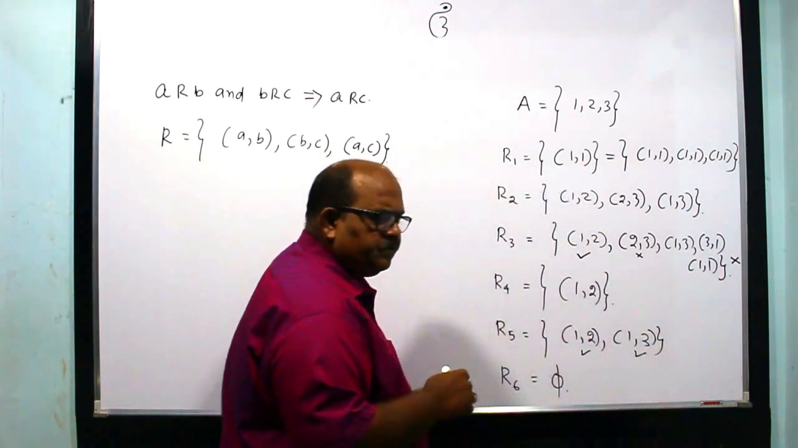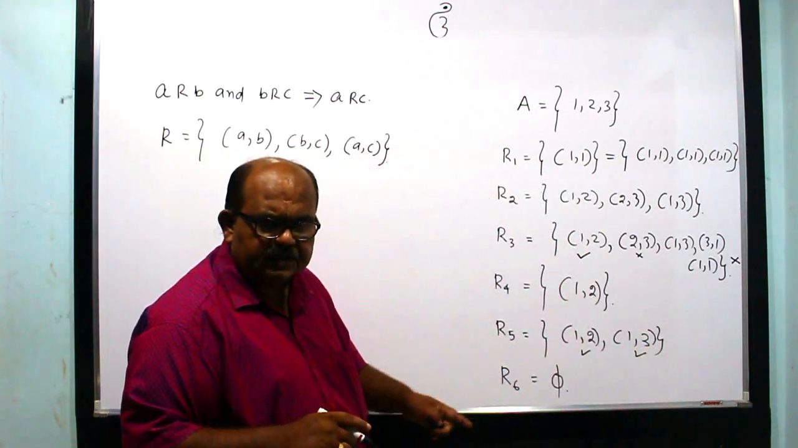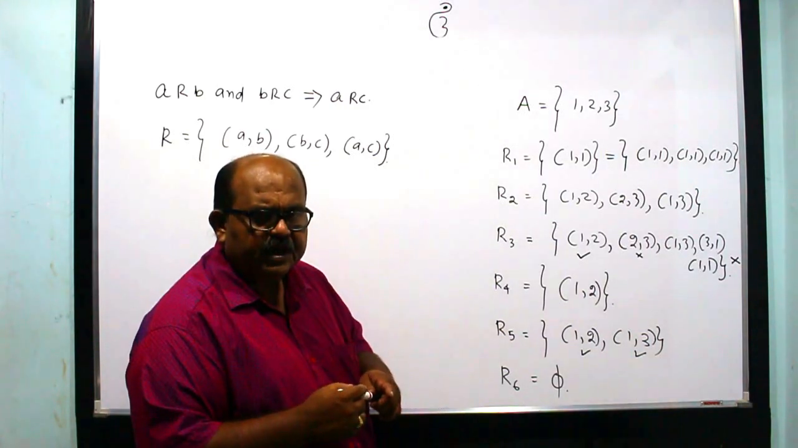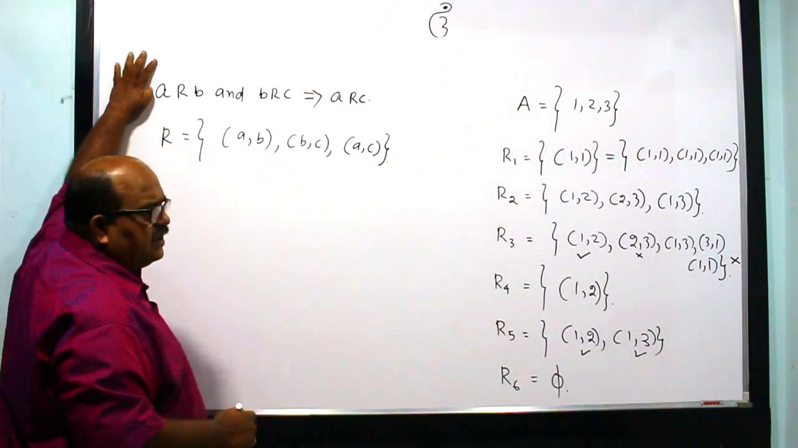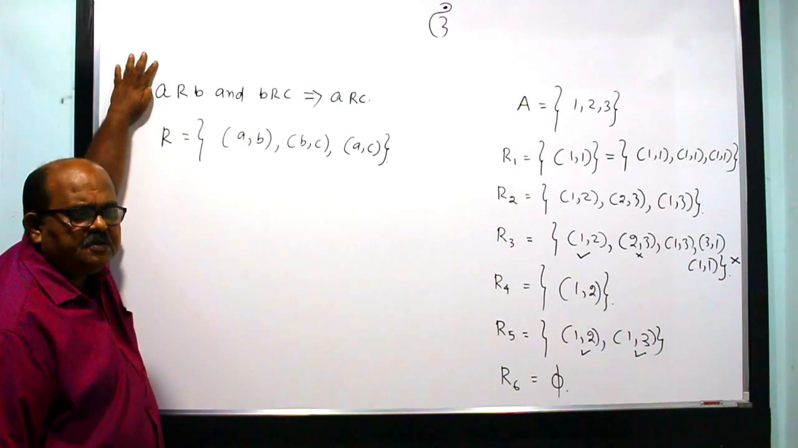Now R6 is equal to the empty set. There is no AB, no BC. If both AB and BC are absent, will it pass the transitive test or fail the transitive test? Pass.